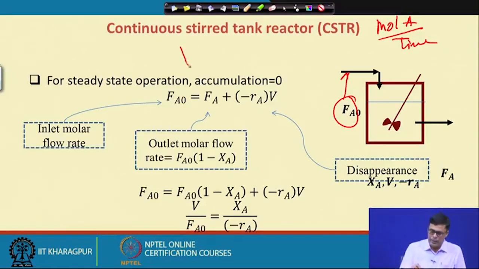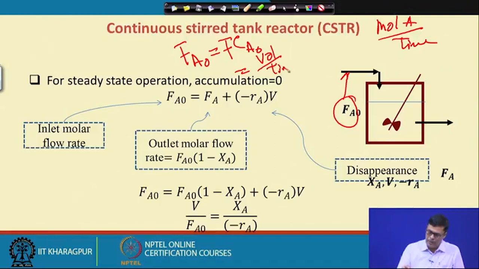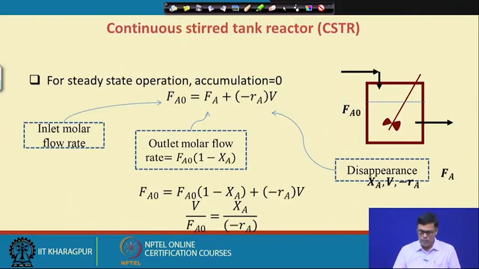Now, how can you write FA0? FA0 is nothing but F into CA0. What is CA0? F is the flow rate, volume per unit time, and CA is the moles of A per unit volume. Am I right? The volume will cancel, so it will be moles of A per unit time. So we can write that FA equal to FA0 into 1 minus XA.